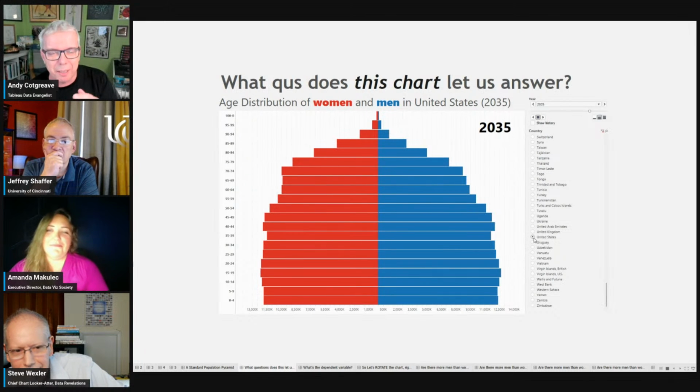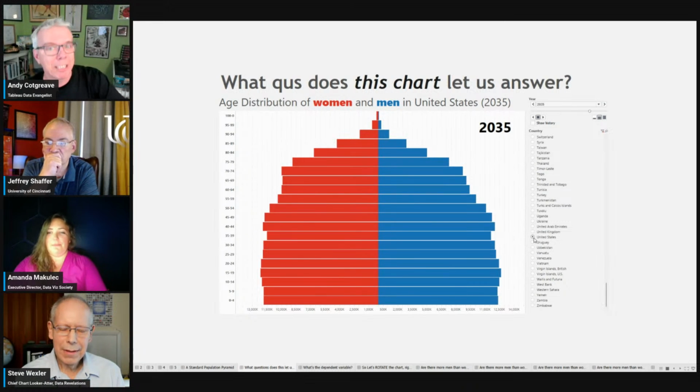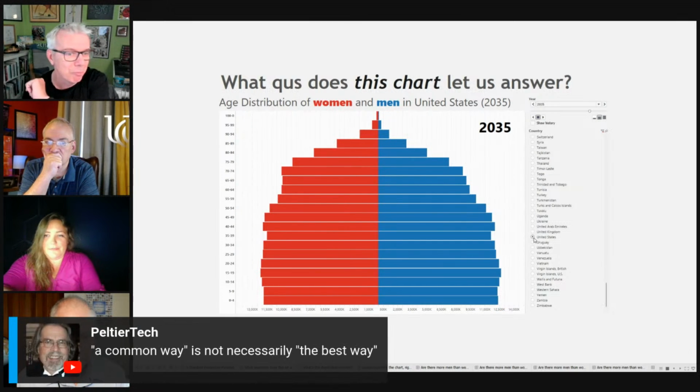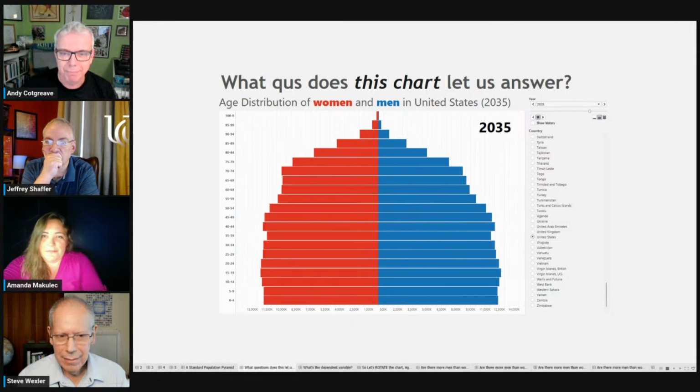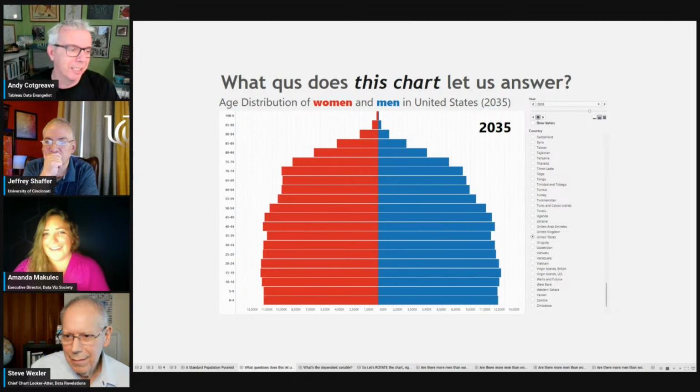So I guess my question to everybody on the show, type in comments, and to my chart chat compatriots here, is this chart, so this layout, what questions does this actually let us answer? This layout. What questions can we answer with this chart? Anybody? We should all pause and let people reflect in the chat box, right, Andy? Well, you can contribute ideas here. Yeah.